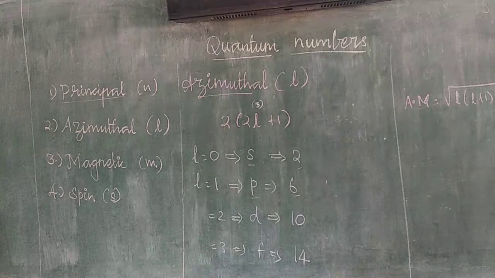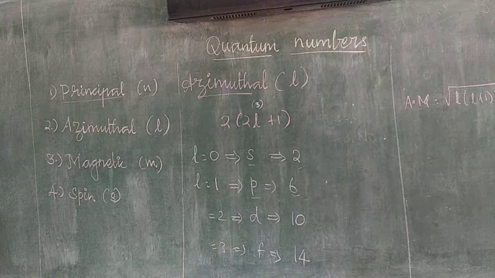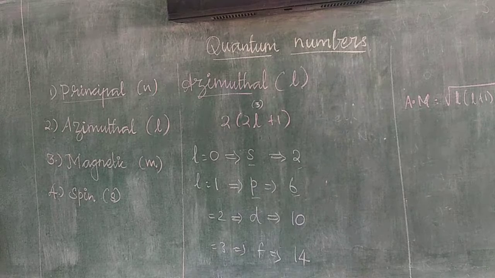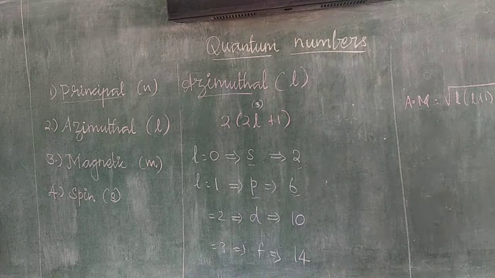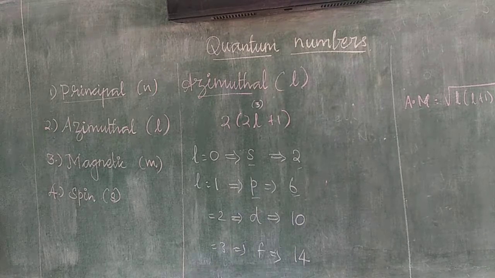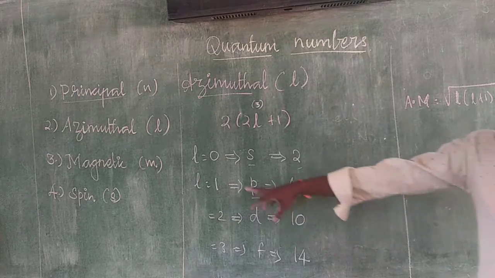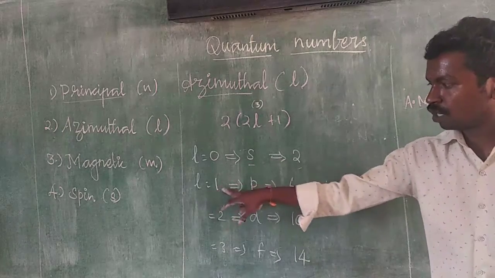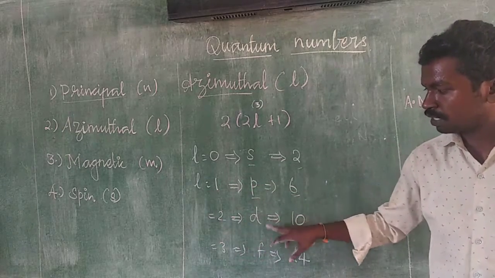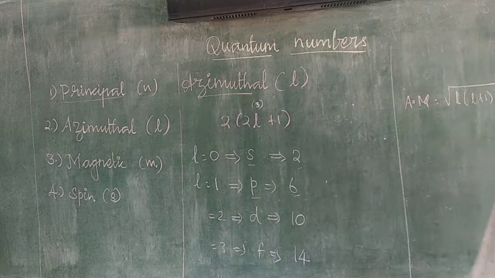So what information have we got from this azimuthal quantum number? The first one is that it is denoted by the symbol l. It is mainly used to represent the orbitals, the subshells, in every energy level. And l value 0 means s orbital, l value 1 means p orbital, l value 2 means d orbital, l value 3 means f orbital.